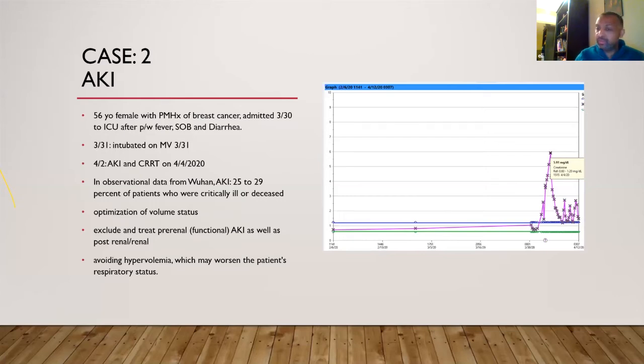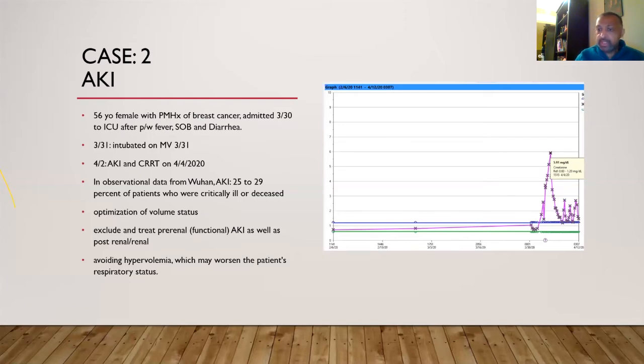So that's why it's very important to have volume status optimization. When these patients present, they could be dry. So your volume resuscitation has to be targeted to that. For example, she had diarrhea, and of course fever, which is a high metabolic state, and respiratory failure. So volume status optimization is very crucial.